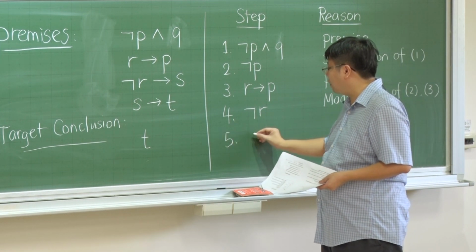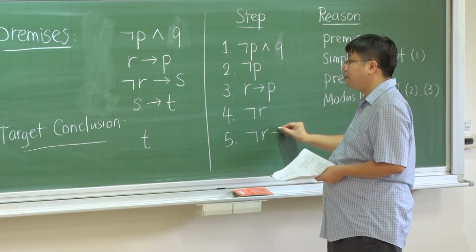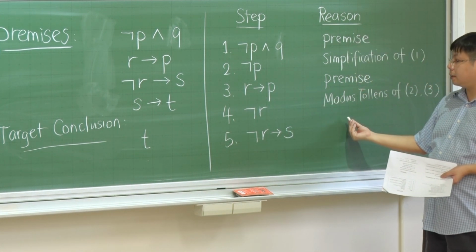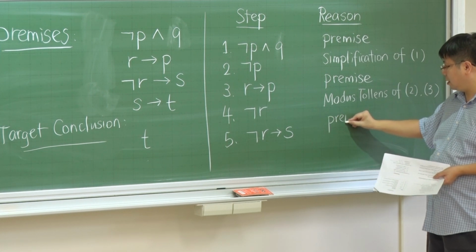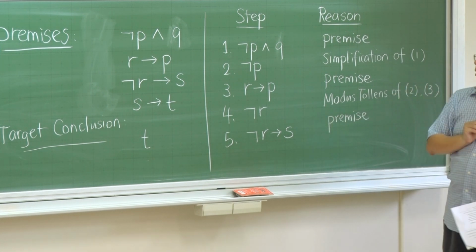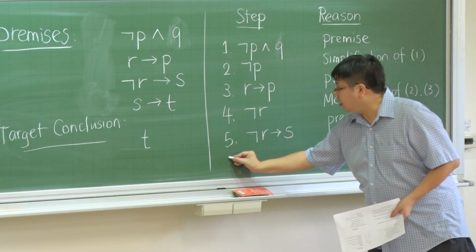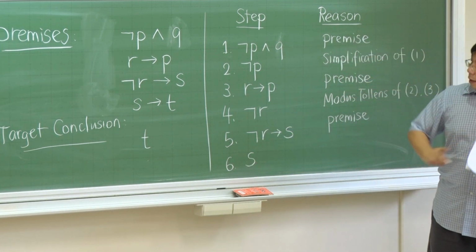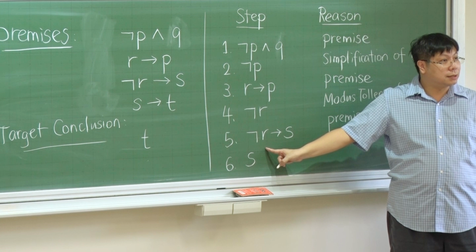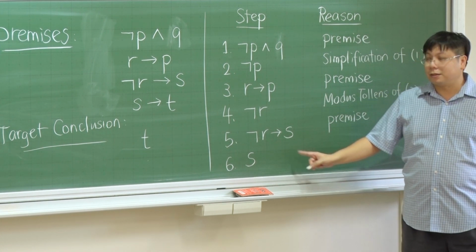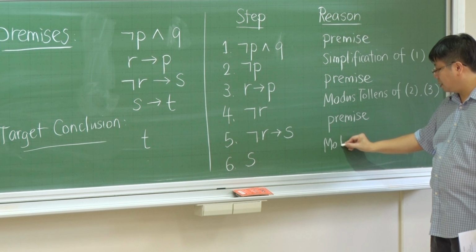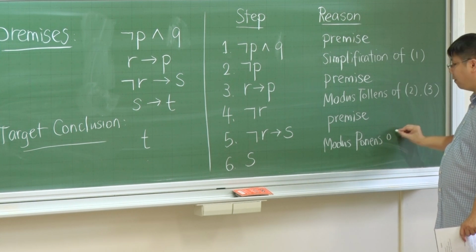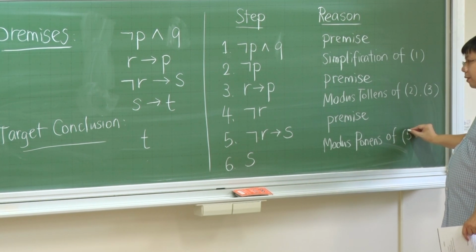And then the fifth one that we have is, let's say, not R implies S. Not R implies S. This is again from the premise. And then the next step is S. We have not R implies S, so we must have S. This time it is modus ponens, of 4 and 5.